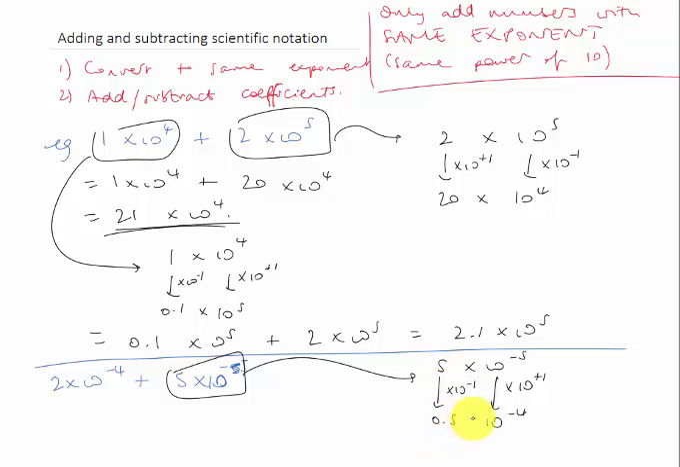That's 0.5 times 10 to the minus 4. So that's the same as saying 2 times 10 to the minus 4 plus 0.5 times 10 to the minus 4, which is 2.5 times 10 to the minus 4. So you just have to remember you have to change them to the same exponent and then you can add the coefficients. That's the rule.